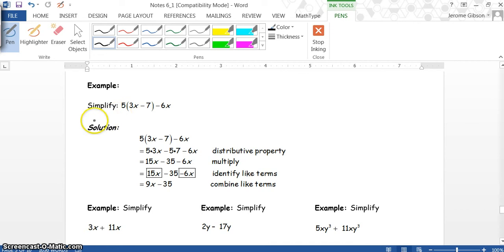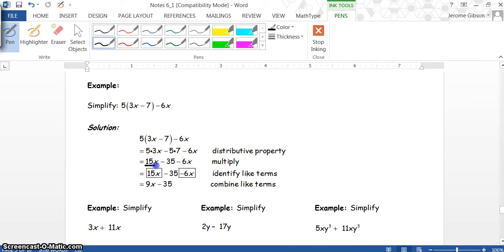Now we have an example. We have simplify 5 times the parenthesis 3x minus 7, minus 6x. So first we look inside the parentheses to see if we can combine anything. We cannot. So we use the distributive property. We'll take 5 times the first term, and then we'll take 5 times the second term. And we brought down the sign here, and we brought down the minus 6x as well. 5 times 3x is 15x. A minus 5 times 7 will give us a minus 35, minus 6x.